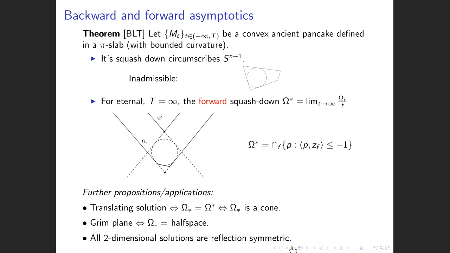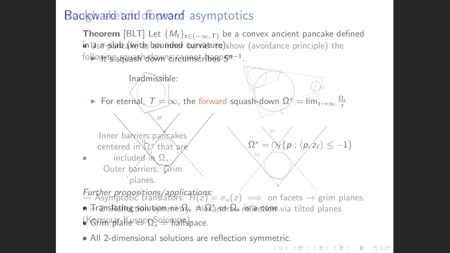Again, behind this proof, the existence and the asymptotics of the rotation symmetric pancake are very useful. I'm going to skip the proof.